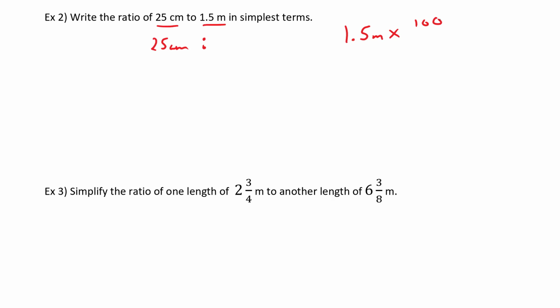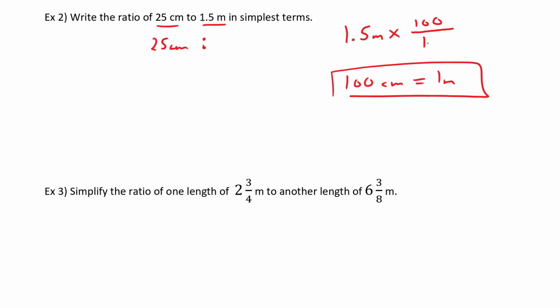But why does that work? Well, 100 centimeters is equal to 1 meter, right? These two things can be used in a fraction. 1 meter on the bottom, 100 centimeters on the top. We have meters on the bottom. They cancel out. We're left with centimeters. This gives us 150 centimeters.